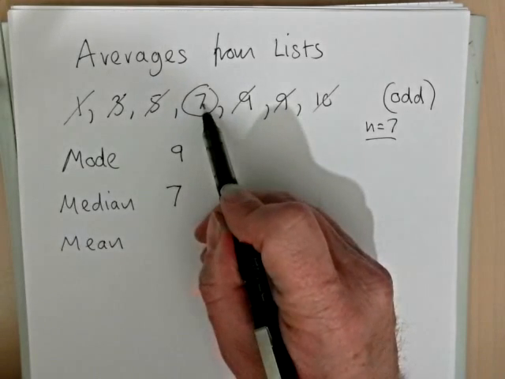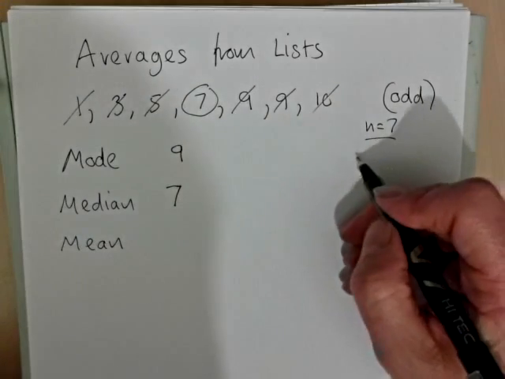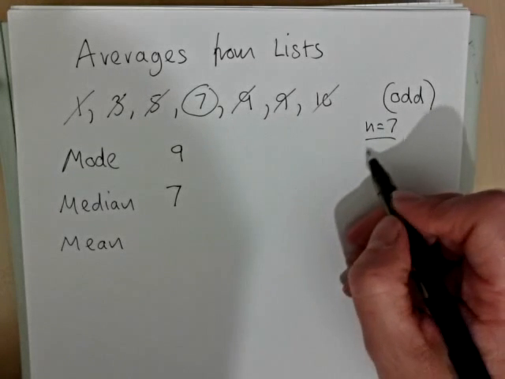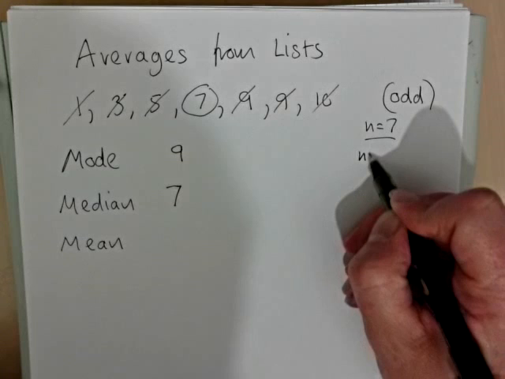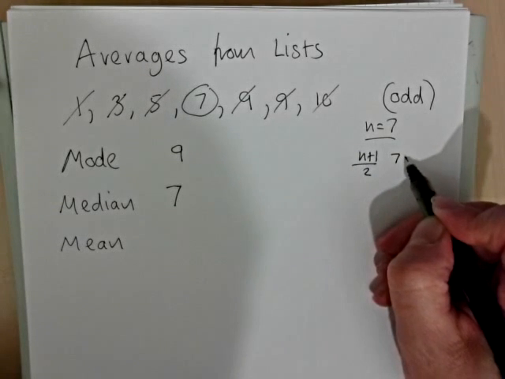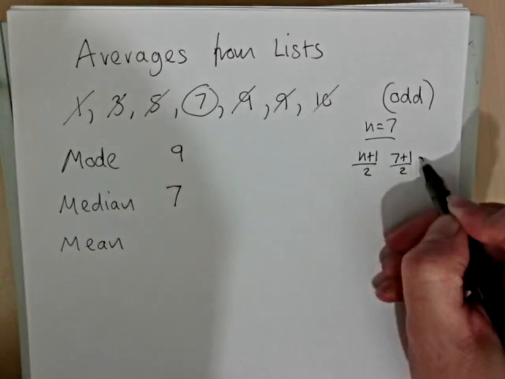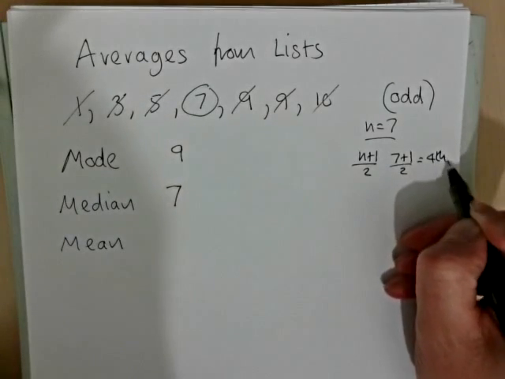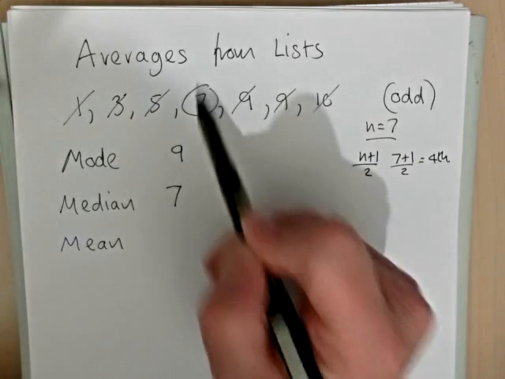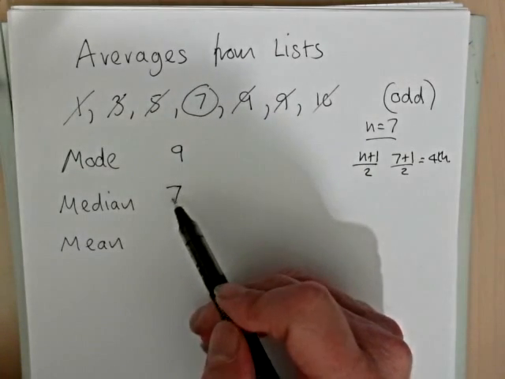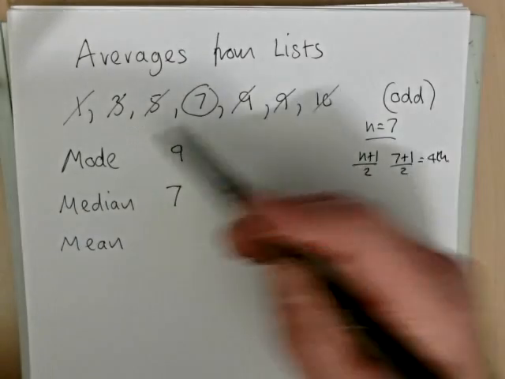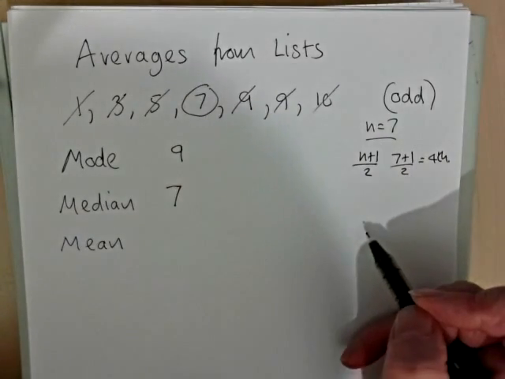The other way of doing it is to find the position of the median. Not the value, but the position, will be n plus 1 over 2. It's 7 numbers, so we get 7 plus 1, divide by 2. It tells us the median will be the 4th number. And as you'll see, 1, 2, 3, 4, the 4th number is 7. Well, that method's handy in a long list. In a short list like this, crossing off is just as quick.